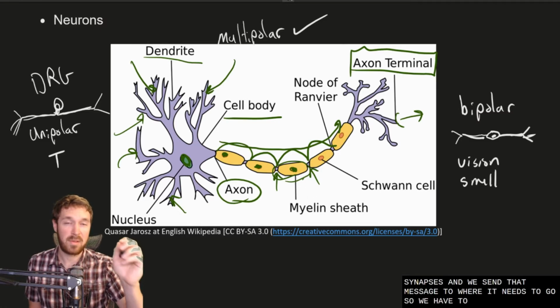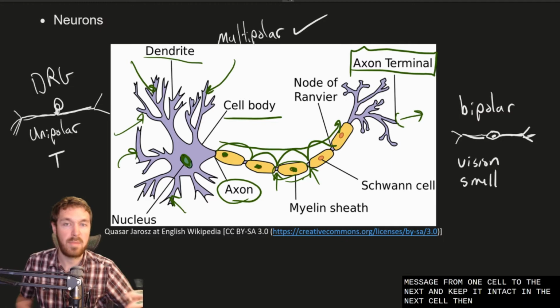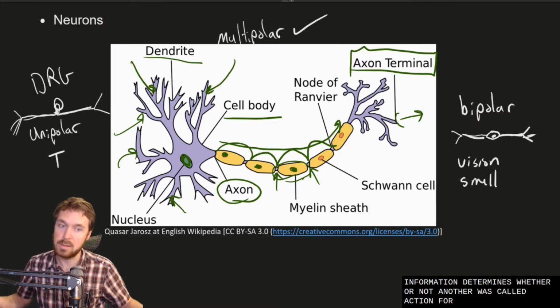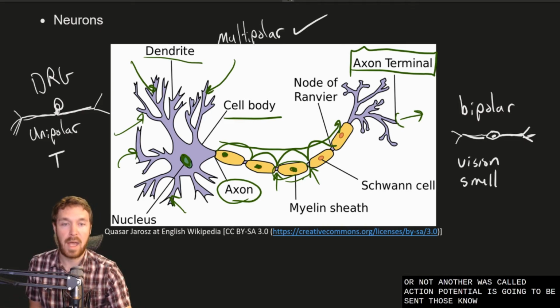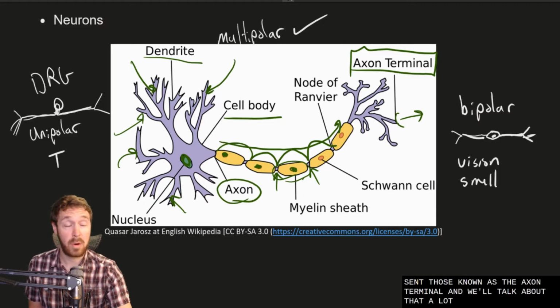So we have to be able to direct that message from one cell to the next and keep it intact. And the next cell then summates that information, determines whether or not another action potential is going to be sent. This is known as the axon terminal. And we'll talk about that a lot more in the next video or two for how the signals are sent.